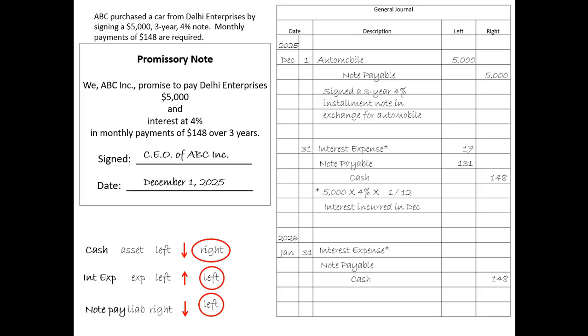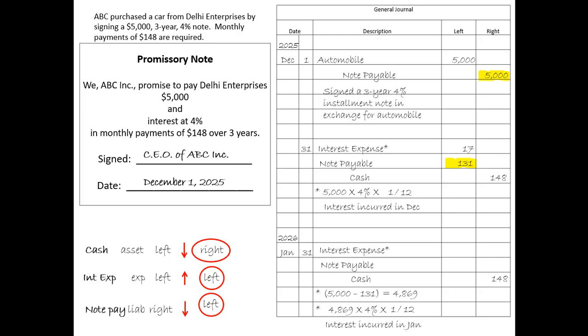We'll still use the formula, principal times rate times time, but there's a little twist this time. We no longer owe $5,000 because we paid down our debt by $131 in our last payment. So we have to do some math to get the principal, the amount we owe. $5,000 minus $131 is $4,869. Our interest formula is $4,869 times 4% times 1/12, or 1 month.